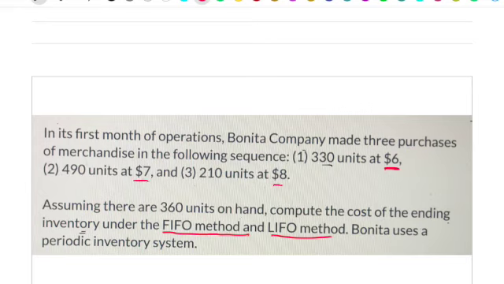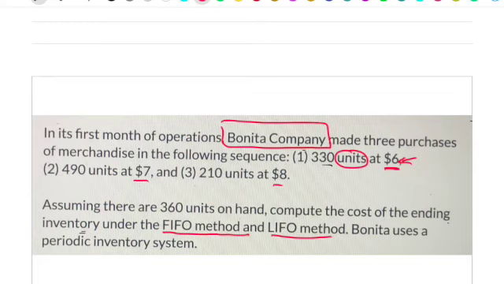Okay, so here we have an example of Bonita Company, which makes 3 purchases throughout the month. Let's first understand, when we see the word units, let's imagine a product. Let's imagine an iPhone case, okay? So imagine that Bonita Company is a company kind of like Target. They go to a company like Apple and say, we're willing to sell your iPhone cases. They're going to buy the iPhone case for, in this case, $6 from Apple, and then turn around and maybe sell to the customer for 20 bucks, okay?